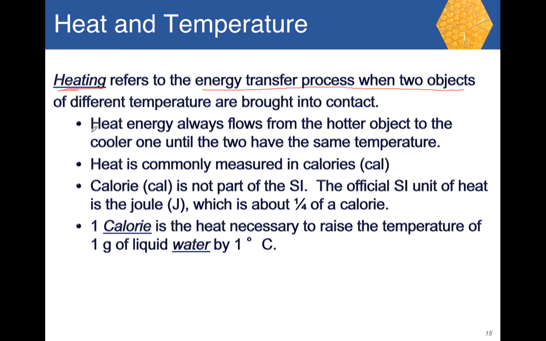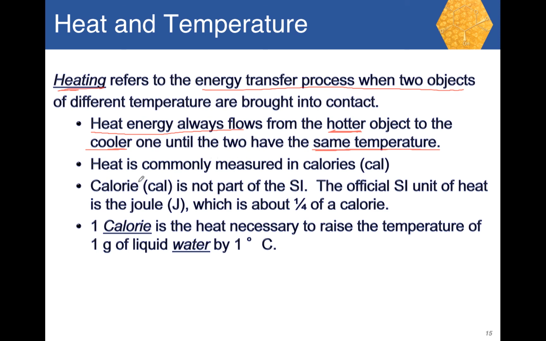Okay, let's look at some aspects here. So heat always flows from the hotter object to the cooler object. That's just what I've just described. So the hot object, if mixed in a cold object, the heat from the hot will go to the cold until it gets to the same temperature.